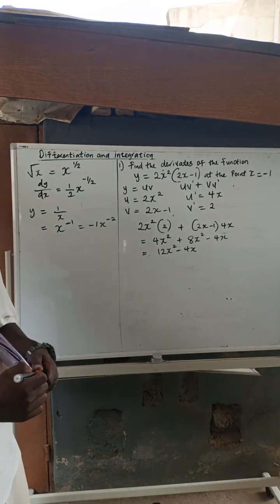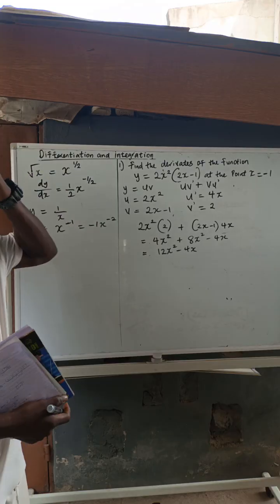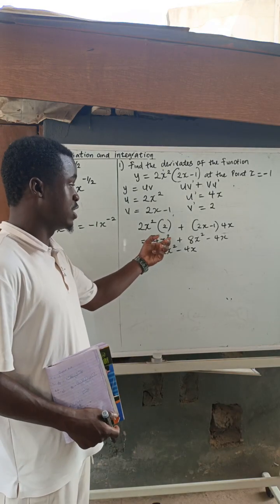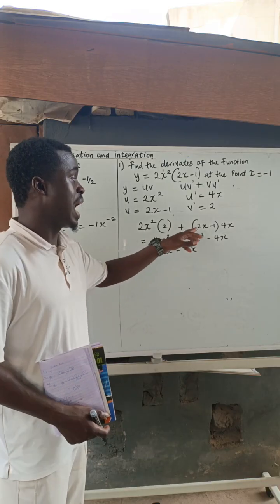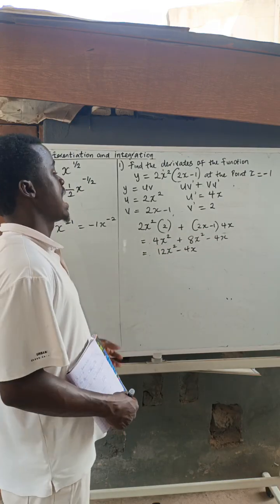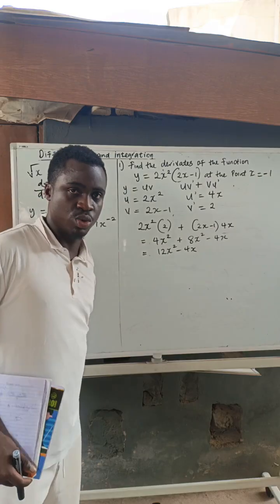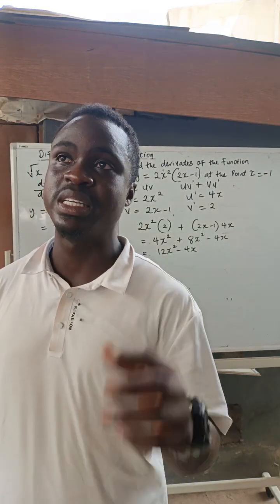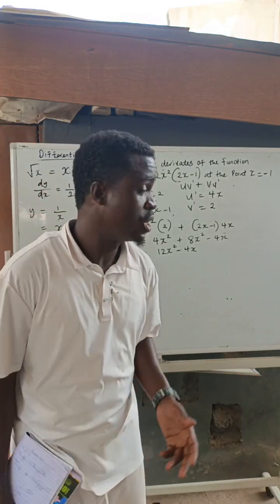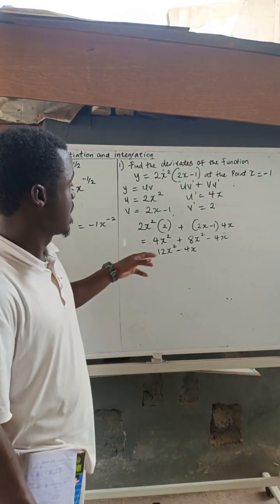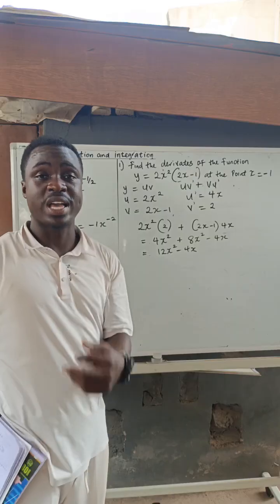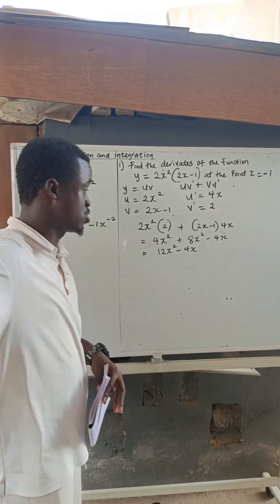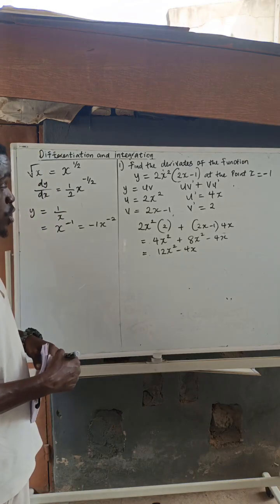The reason why I'm saying 12x squared is because I collected like terms. The like terms are already in place, so I can add this together. I can add them together because both of them have the same power of 2. I cannot add x squared and x together, because they are not carrying the same power. Since these ones have the same power, we can add them together because they are in the same category. So 4x squared plus 8x squared gives us 12x squared.